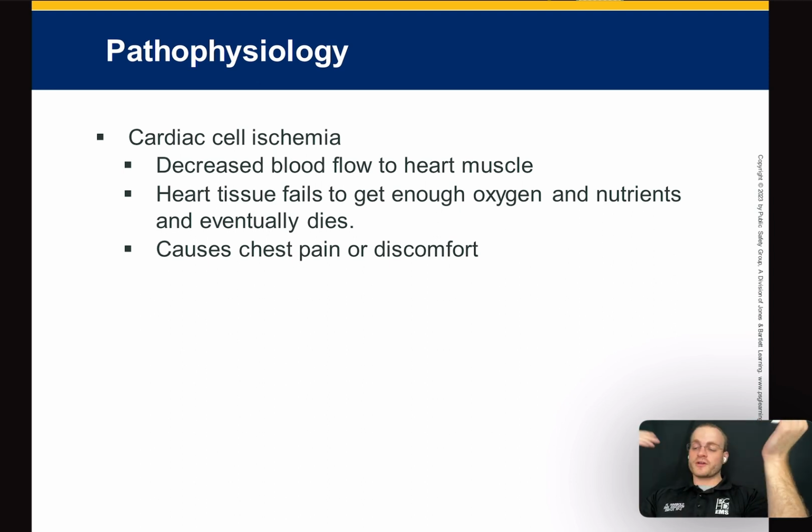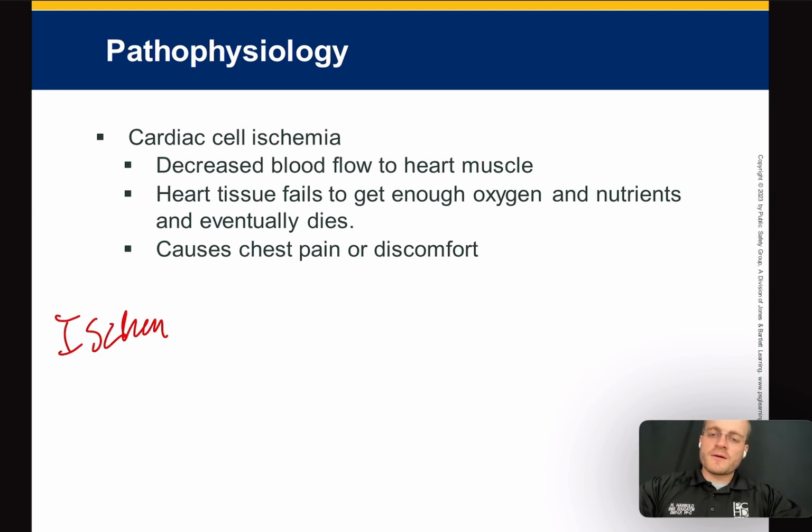If you have a heart attack, sure, you could have ischemia. If you have heart failure, sure, you could have ischemia, arrhythmia. There's a lot of ways we can get cardiac cell ischemia. But that's worth knowing, right? So ischemia is the cell... My handwriting's terrible, so forgive me. But ischemia is the cells are starving for oxygen. Okay?